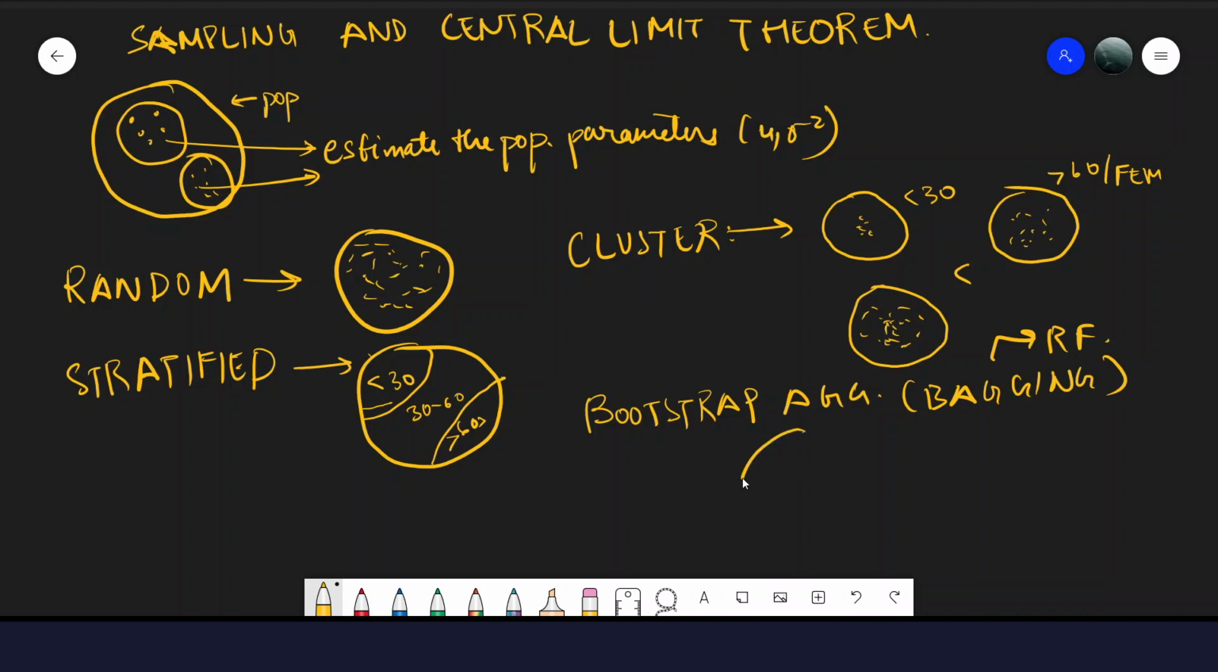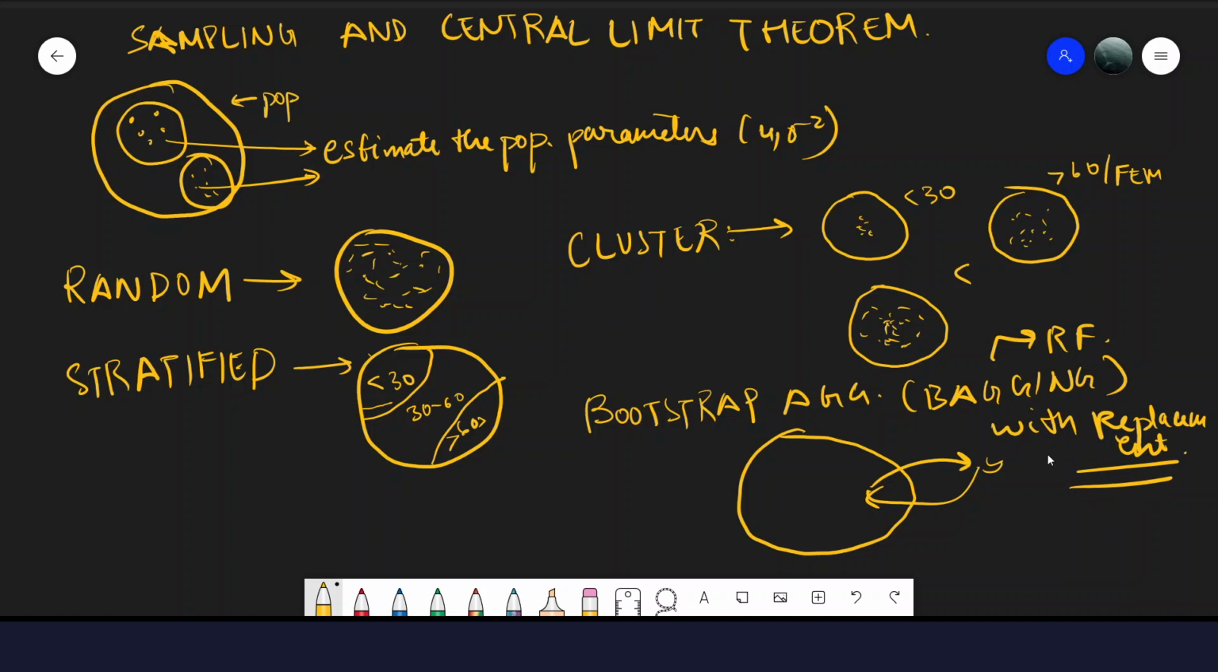Bootstrap aggregating is basically: if you have a population, you take a sample, you collect it, you store it, and then you put it back. This is basically sampling with replacement. That's it, with replacement. So that's bootstrap aggregating, also called bagging.